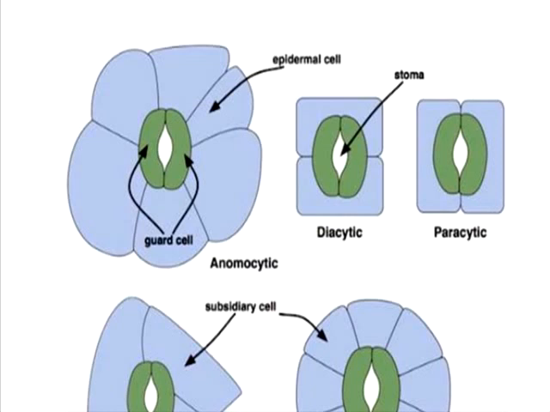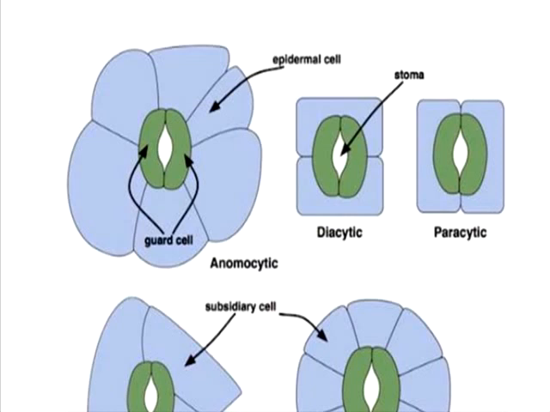Next comes the diacytic. In diacytic, the guard cells are surrounded by two subsidiary cells whose common wall is at right angle to the long axis of the pore and guard cells. This is the pore and these are the guard cells, and the two subsidiary cells are placed at right angle to the pore. So this type is known as diacytic.